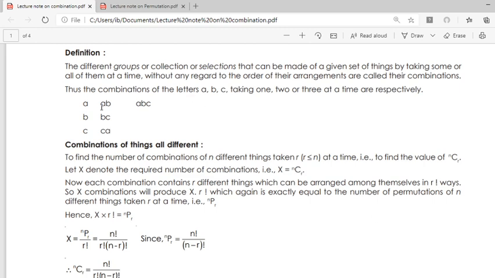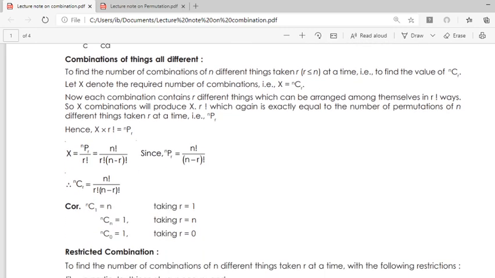Look at this one. We can take the letters A, B, and C without putting the order into consideration: we can take A B, B C, C A, and A B C. So when we talk about combination, we are talking of a selection from a given set, taking some or all of them at a time, without the order being put into consideration. Now, what's the formula for combination?